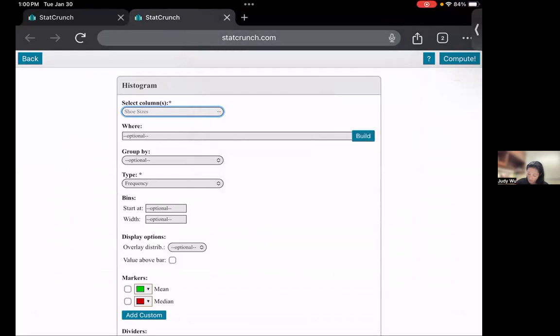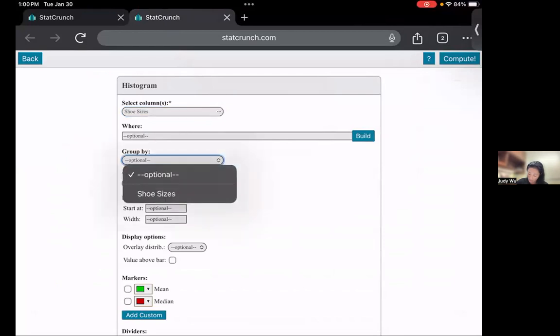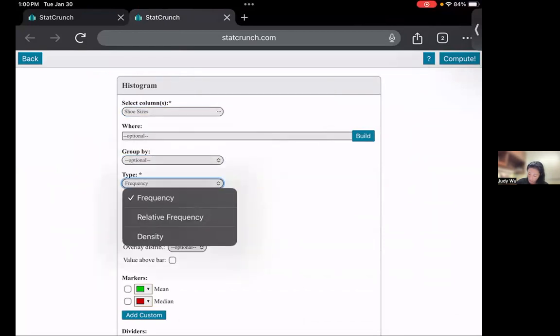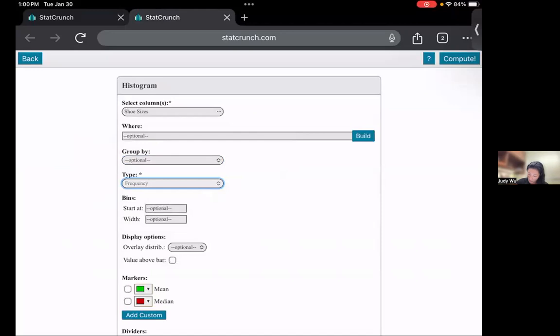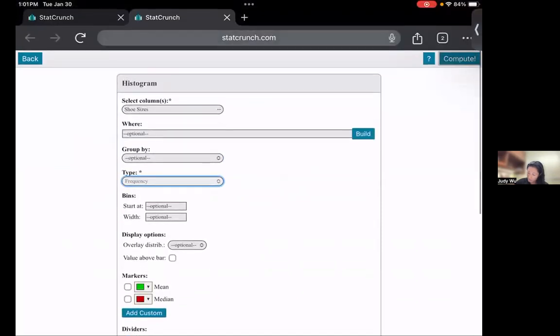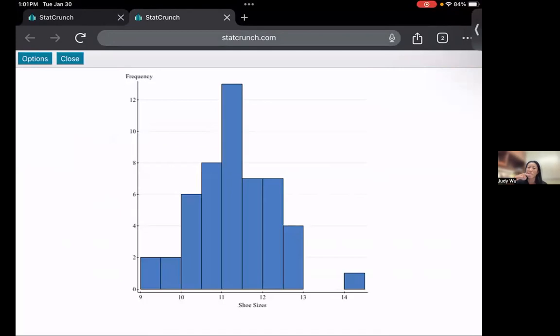So shoe sizes. I want to go ahead and group. Nope, I don't need to do that, but like frequency. And let's go ahead and compute and see what they give us. Okay. And so the nice thing about StatCrunch is it'll auto-populate it for us, but we might notice here that we actually have a lot more bins. Like they did 9s and then 9.5s and then 10s and 10.5s. We only want 6 bars.